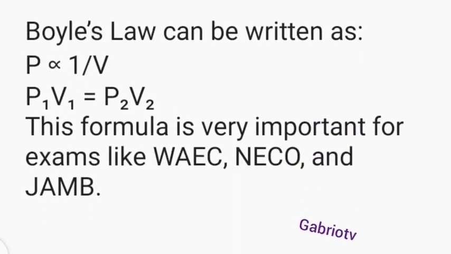Now, what about the mathematical explanation? P is inversely proportional to what? To volume, 1 over V. So if you cross multiply to the other side, we have P1 V1 equals P2 V2. This is the formula for exams like WAEC, NECO, and JAMB. So for Boyle's law, P1 V1 equals P2 V2. The P1 is the first pressure, the initial pressure. Then V1 is the initial volume, the first volume that is mentioned in the question. While P2 is the final pressure, and V2 is what?